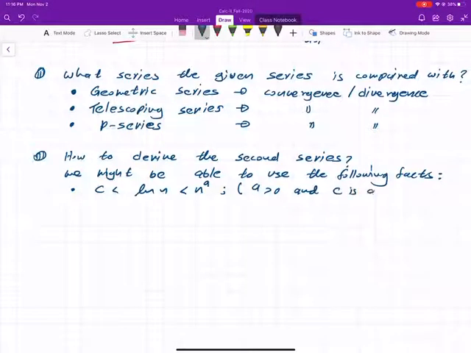The second point, n to the power a is always less than e to the power n. Alright, next thing, e to the power n is always less than factorial n. So you could use these identities to derive the second series.